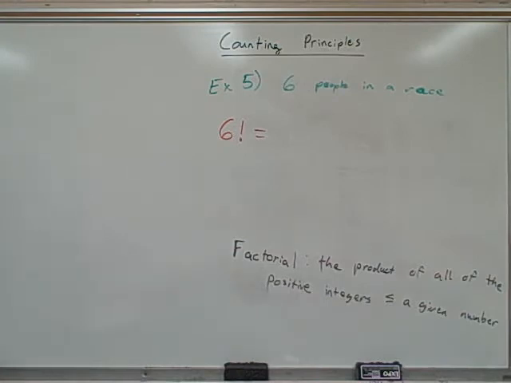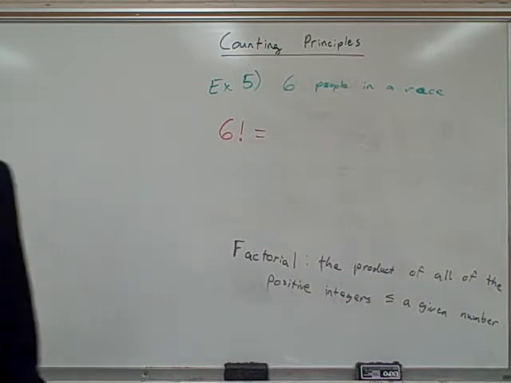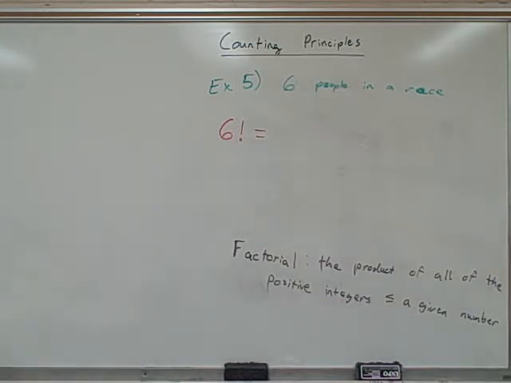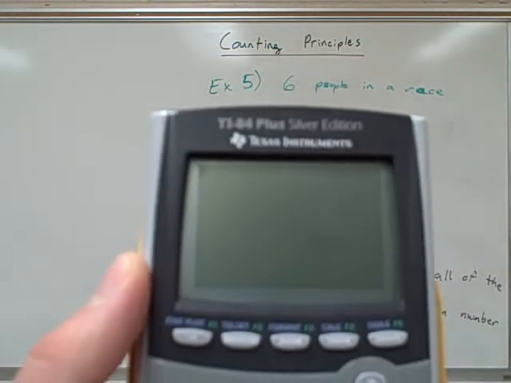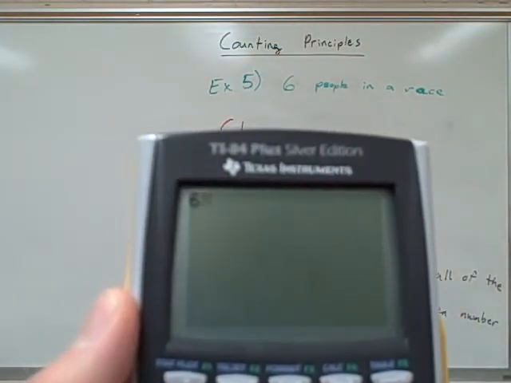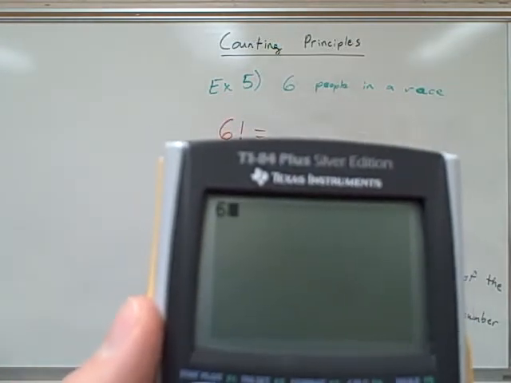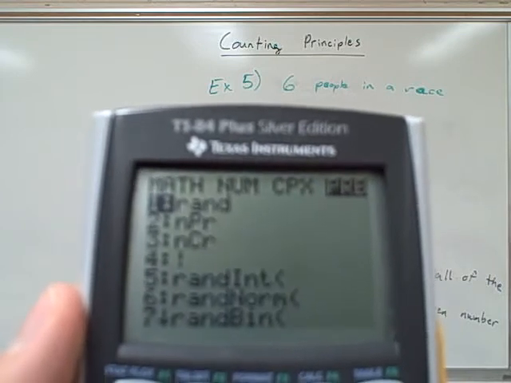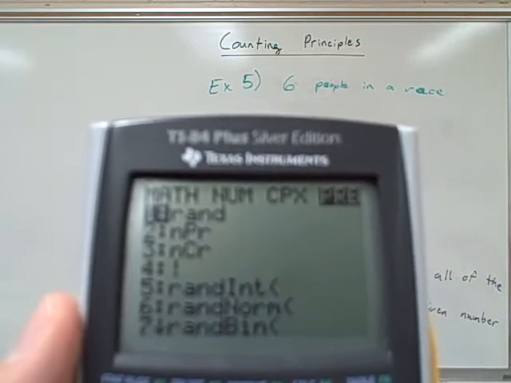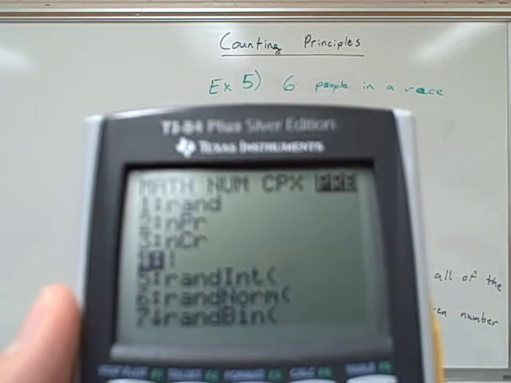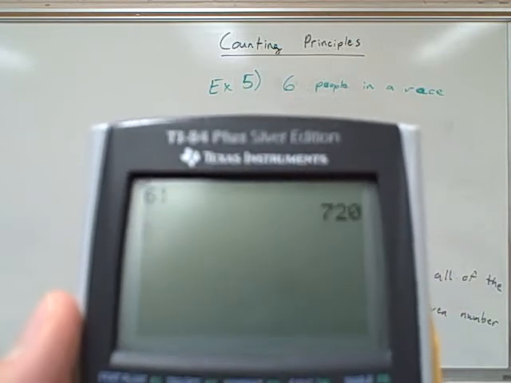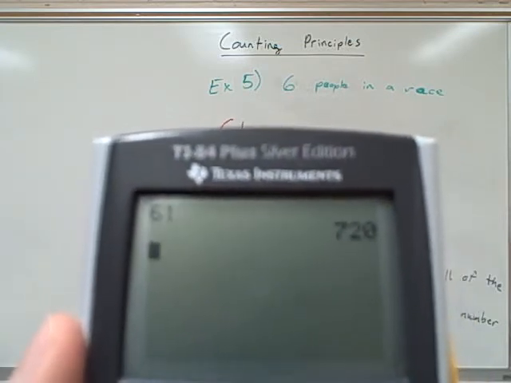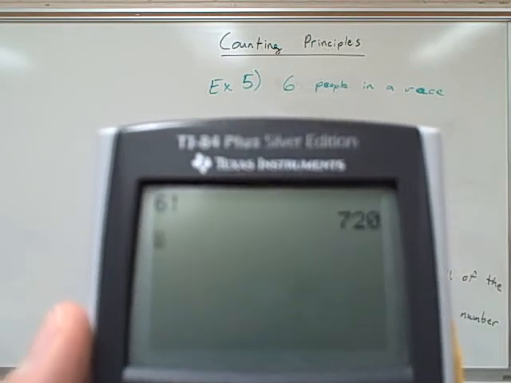All the special little math tricks we're going to do on our calculator in this section are going to be under the math menu, and it's also going to be under PRB. So here you go. You got your calculator. Press a 6. Go to math. Go over to PRB. That means probability. And hit the exclamation mark. 720. There you go. There are 720 ways we can do this.